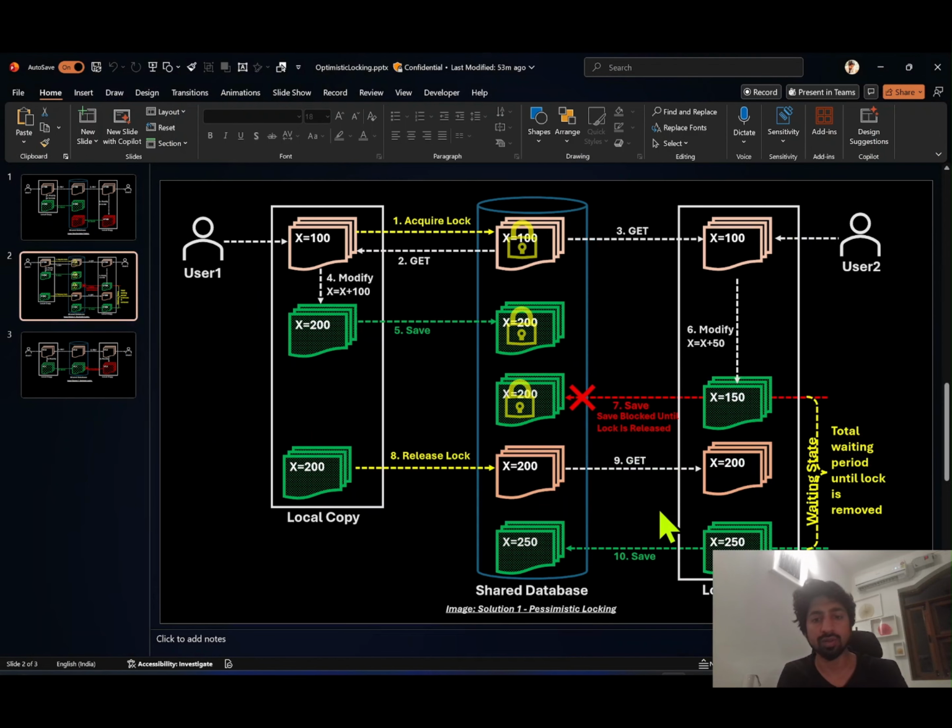So the solution to this problem is, I'll discuss two solutions: pessimistic locking and optimistic locking. I'll discuss first about the pessimistic locking. So in pessimistic locking, what happens is that the user actually applies a write lock on the record, so that other users cannot update the same record, and corrupt the database.